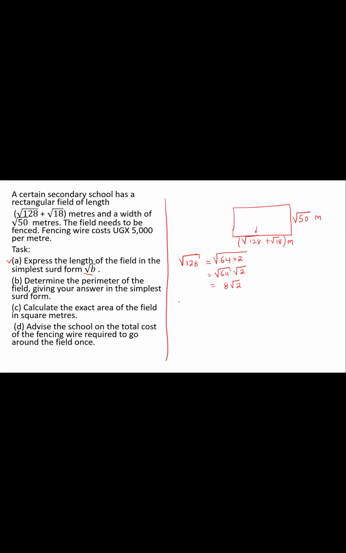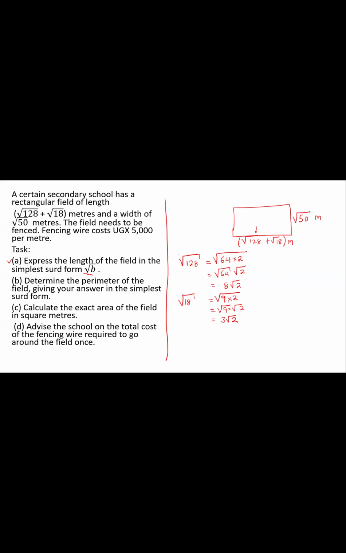Then we have the second one, which is 18. So I'll go to 18. Which two numbers, which when you multiply, you get 18? 9 and 2. So this will be 9 times 2, which when we simplify will give us root of 9 times root of 2. And this will give us 3 root of 2.